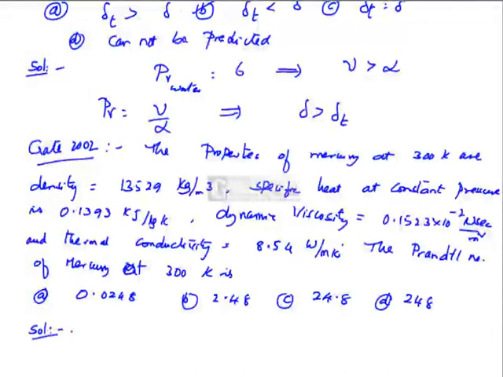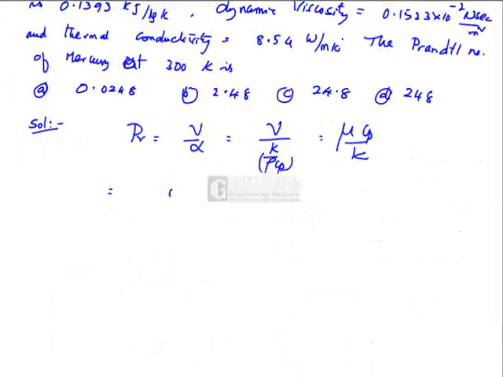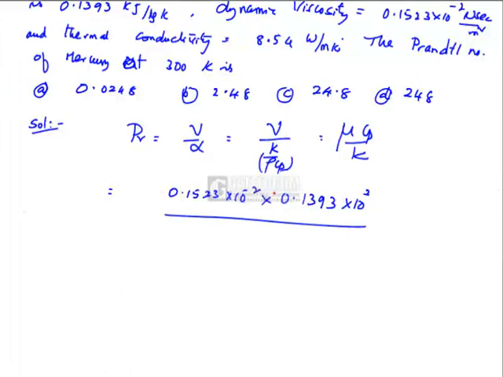The solution could be given like this. Prandtl number is nu by alpha, nu by K by rho Cp, where alpha is thermal diffusivity. It comes to mu Cp by K. Mu is given as 0.1523 into 10 power minus 2. Cp should be written in joules, that is 0.1393 into 10 cube. Thermal conductivity is given as 8.54. The answer should be 0.0248. A is the answer.